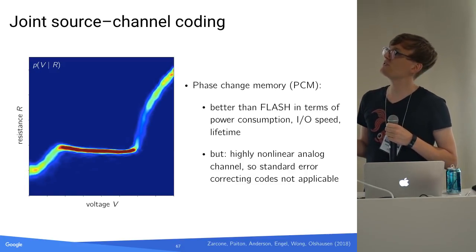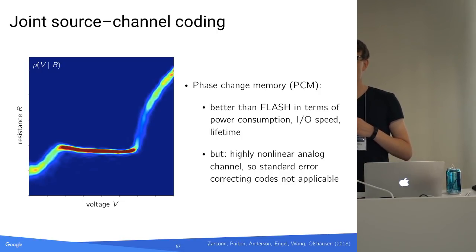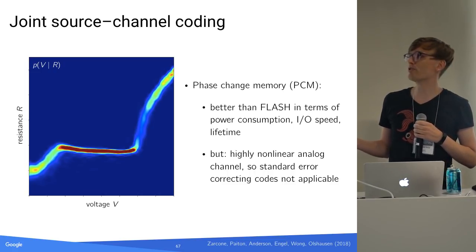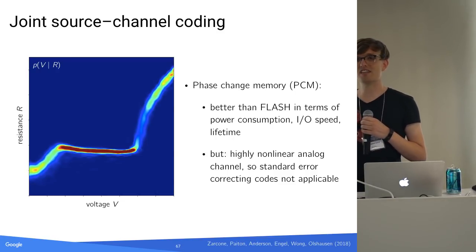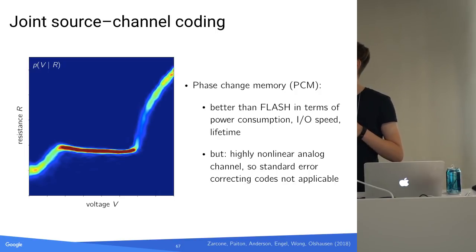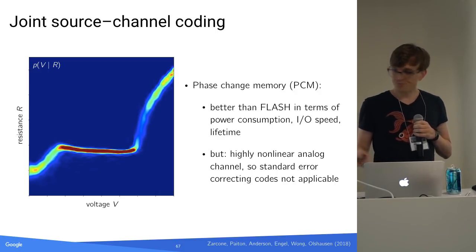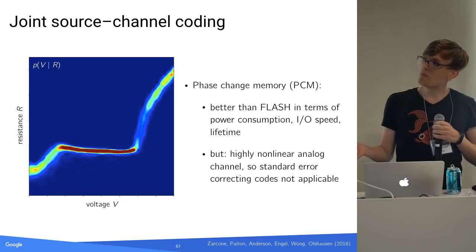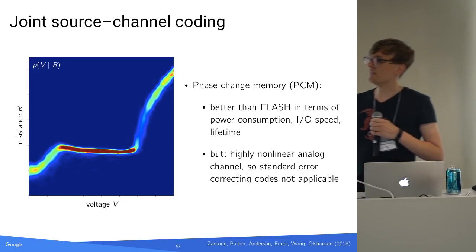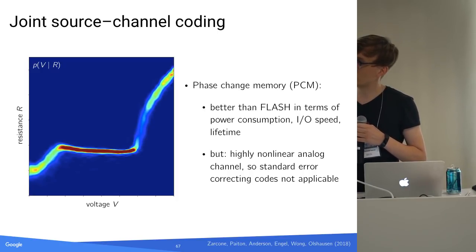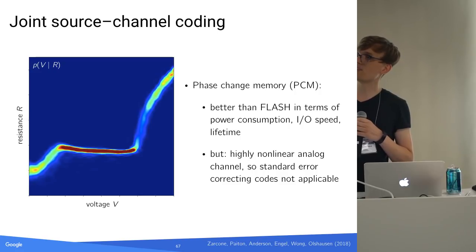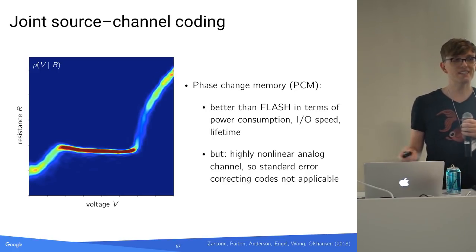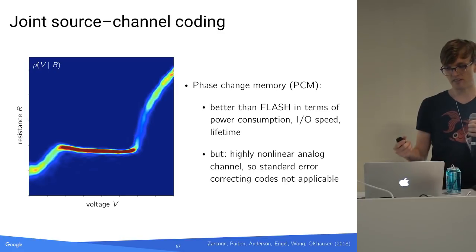This is a paper from a group at UC Berkeley, which they presented earlier this year at DCC. They've been looking at these devices called phase change memory. These devices have some advantages over flash. They use less power, they're faster, they last longer. How this device basically works is that you apply a voltage, and then you measure a resistance out of that device. Depending on what voltage you apply, you get a different resistance distribution. So this is a highly nonlinear analog channel. And that means that standard error correcting codes can't really be used because they assume Gaussian channels and so on.